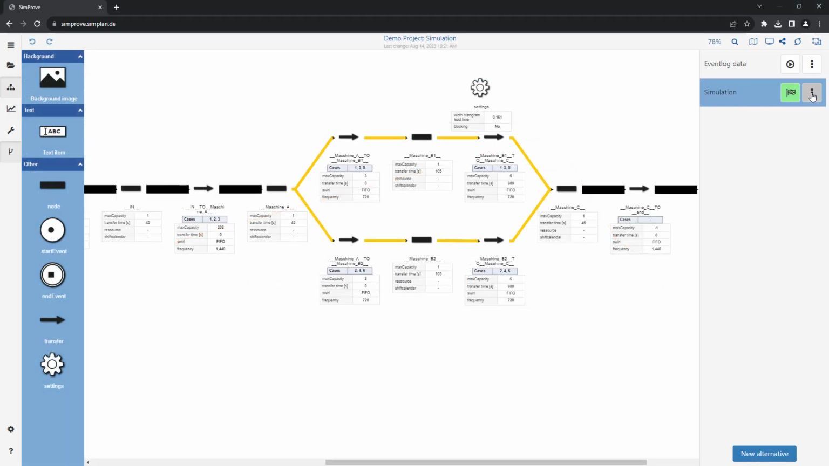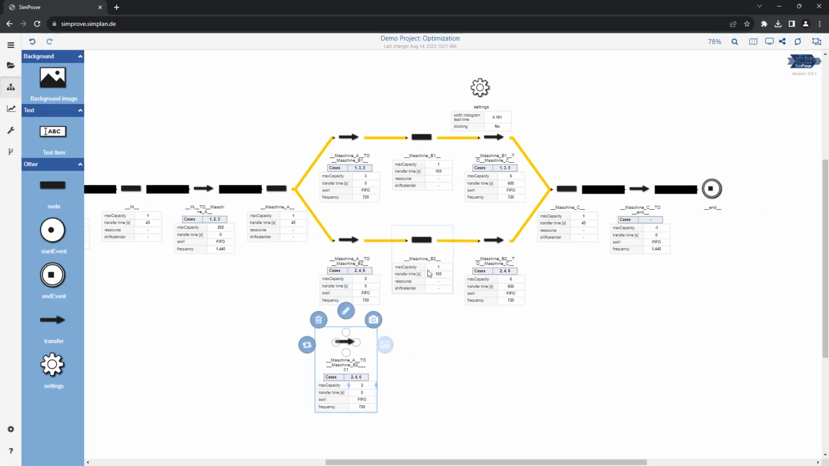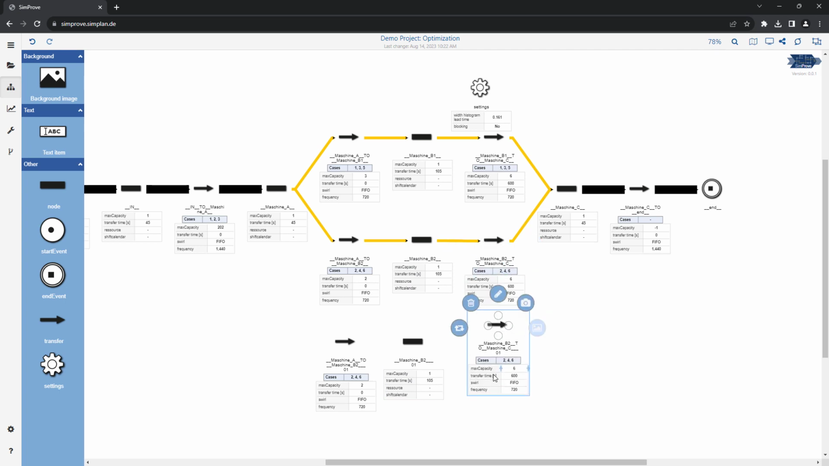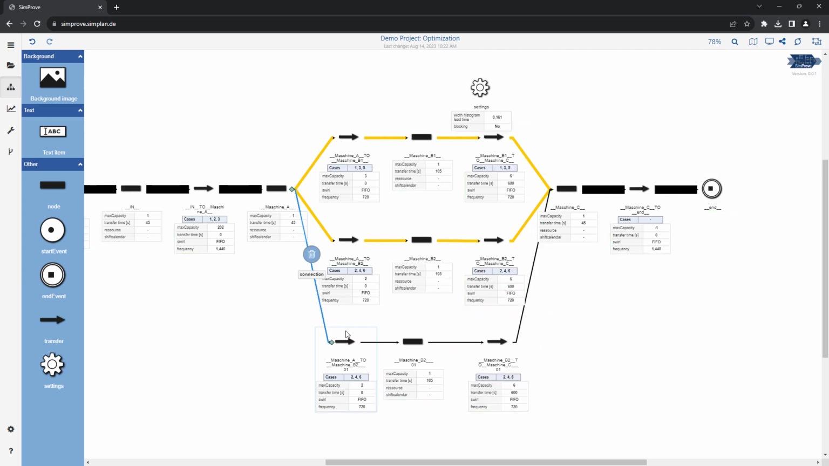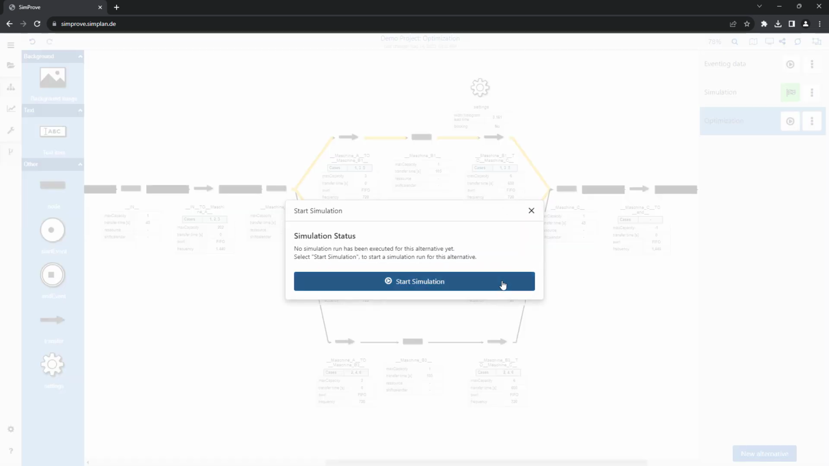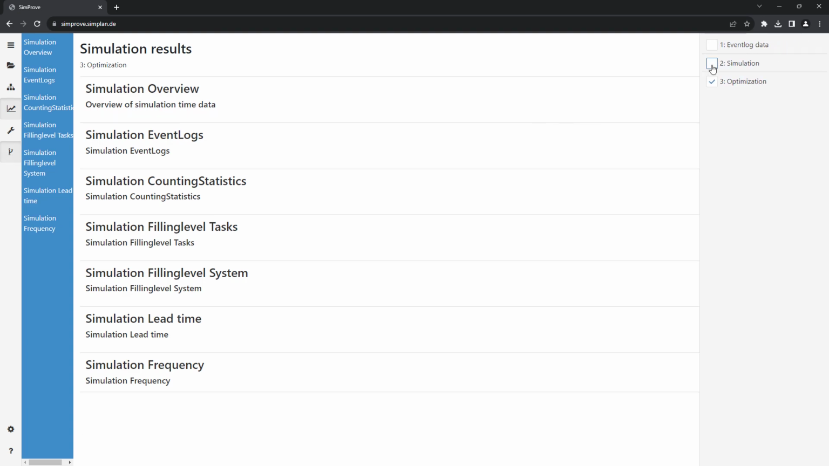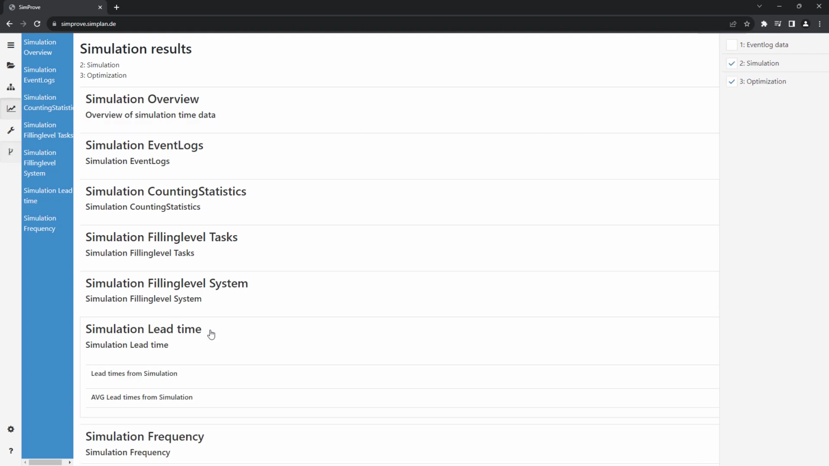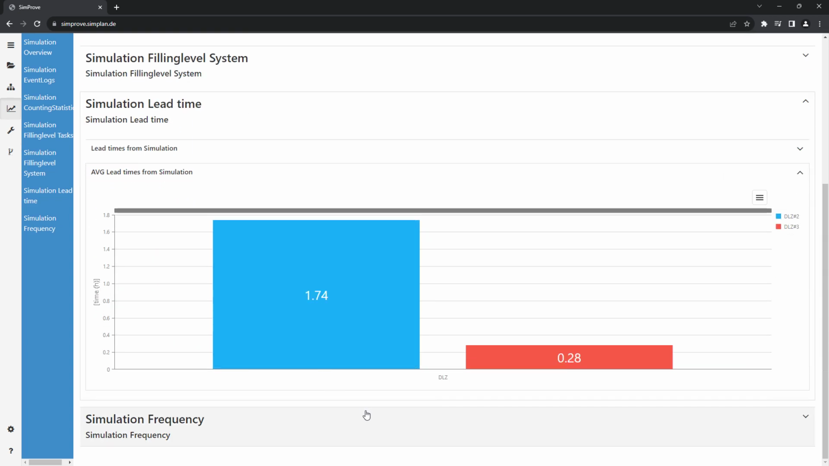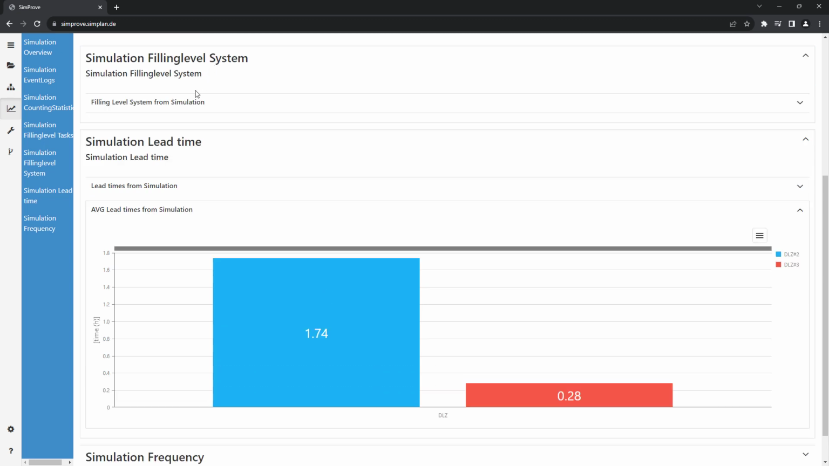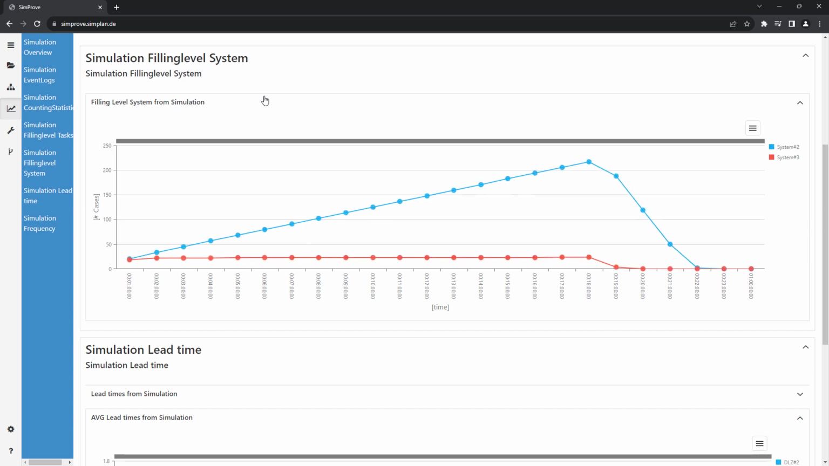The bottleneck should now be removed by adjusting the graph in the application. For this purpose, another alternative is created in the application and a third line with machines is added. This optimized alternative is then simulated again and the results are compared. The comparison of the results shows that the throughput time has been significantly reduced. It can also be seen that the system fill level in the optimization alternative remains relatively constant without a backlog building up.